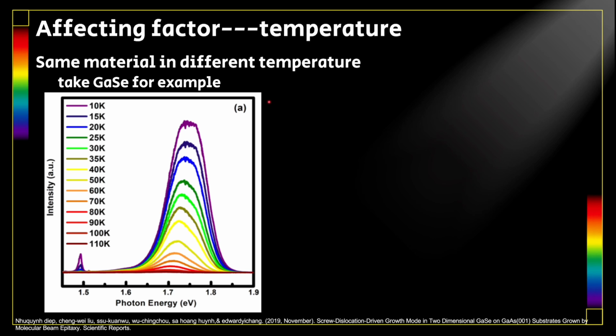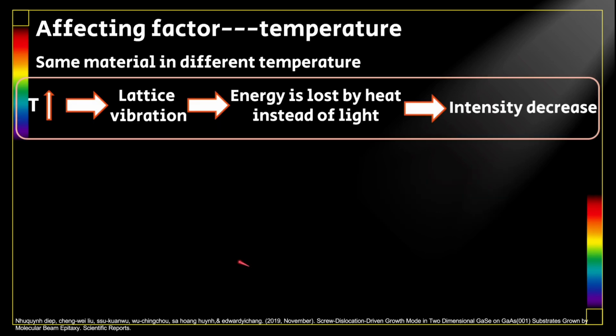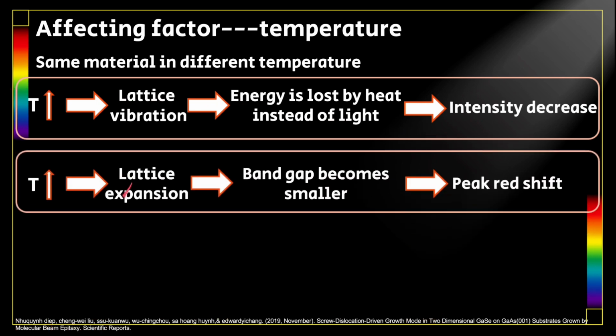The next part is about temperature. I take gallium selenide as an example. As temperature increases, the intensity decreases and the peak redshifts, just like this one: the energy decreases and the peak broadens. First, as temperature increases, the lattice vibration becomes stronger, so energy is lost by heat instead of light, and the intensity decreases. Next, the lattice expands strongly, so the band gap becomes smaller, just like the previous slide, and the peak redshifts, meaning the energy decreases.